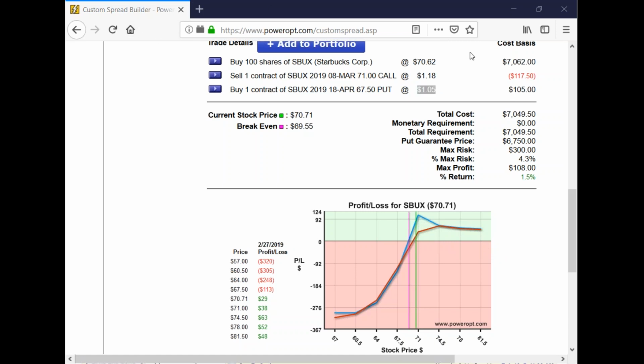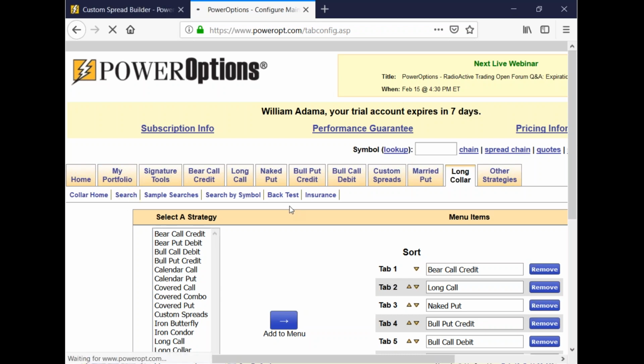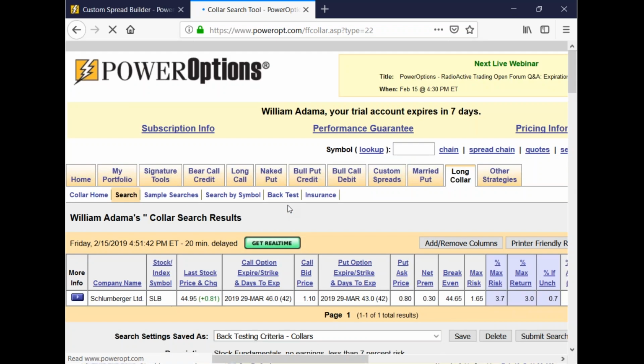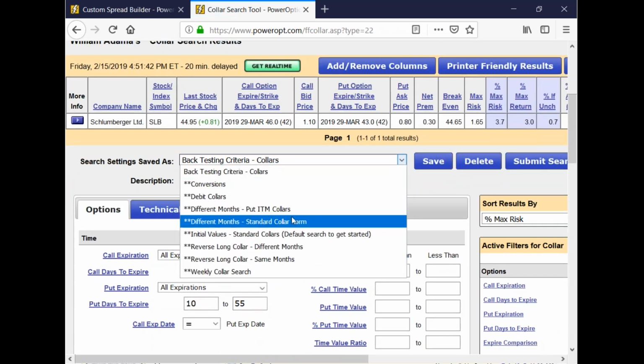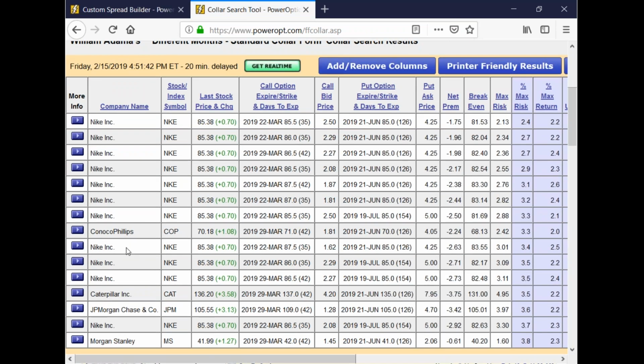I'll see if I can find one for you real quick. A simple search in our collars. I've created, of course, a collar screen that's similar to what Paul was looking at here. I'm adding long collars. Give me 1 second. I know the screen's just staying where it is, and that's because I paused it. All right. There we go. All right, so let's go to long collar and let's go to search. And I've got a default one here. Where's my default? Different month standard collar form. Right, so some of these don't have an upper and lower break even.